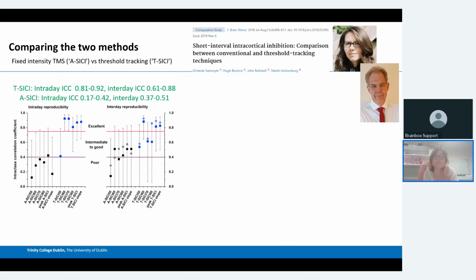To expand on that, I just want to point to the work of Ginta Samusyte and Martin Koltzenburg with Hugh Bostock and John Rothwell. This is a really nice paper. It was the first one to directly compare the two. And one of the key demonstrations from it was that threshold tracking provided much superior intersession and intraday reliability compared to what it's called ASICI in this paper, or amplitude-based SICI. So here they're comparing the degree of inhibition using the two methods. I use fixed intensity. Some people use amplitude-based. Either way, when I say ASICI I mean using fixed intensity TMS.